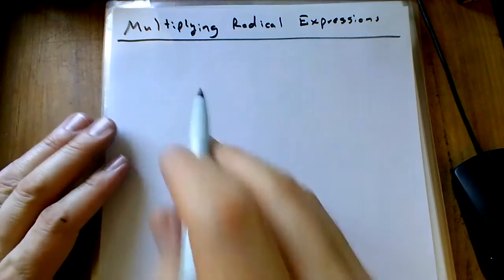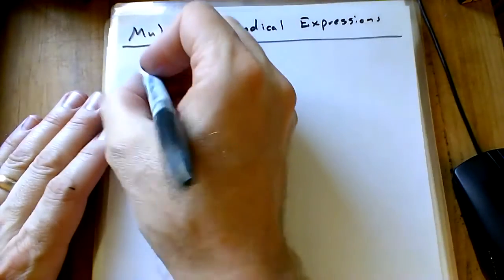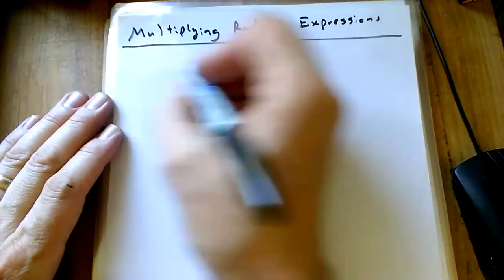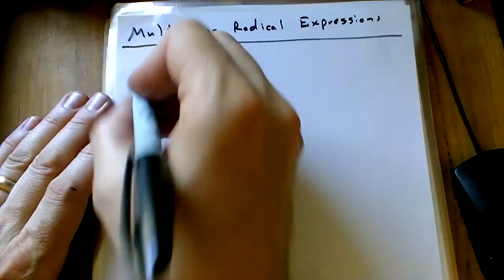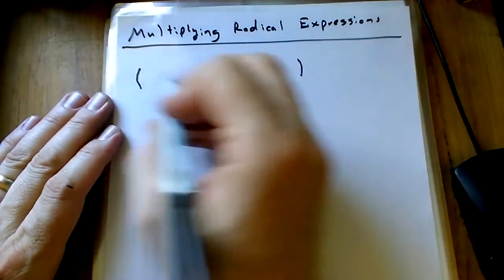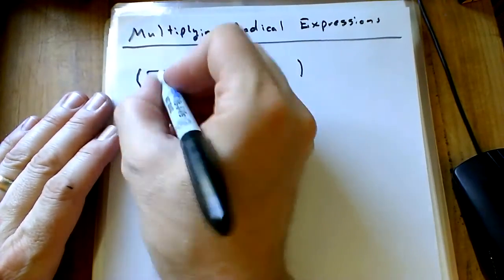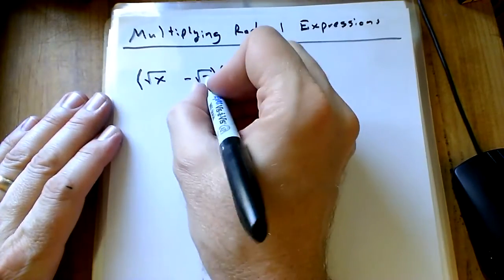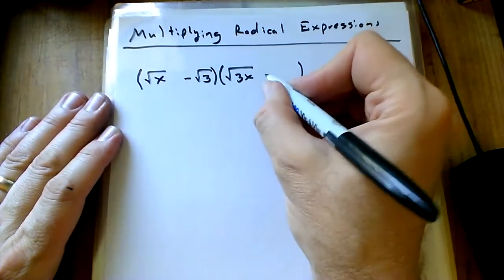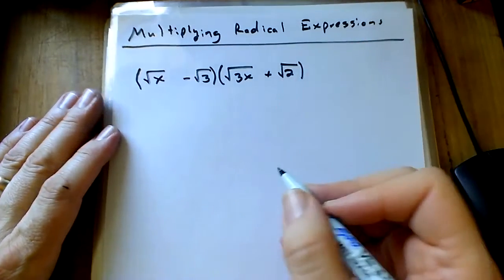All right, I'm talking some more about multiplying radical expressions, and I'm going to focus especially on binomial expressions. So if I've got two binomials with radicals in them, say something like the square root of x minus the square root of 3, and let's multiply this by the square root of 3x plus the square root of 2.